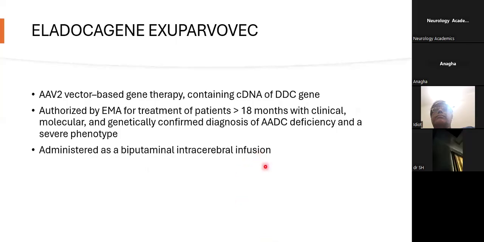This is an adeno-associated viral vector-based gene therapy containing the complementary DNA of the DDC gene. And this is currently authorized by the European Medicines Agency for treatment of patients more than 18 months with a clinical, molecular, and genetically confirmed diagnosis of AADC deficiency and with a severe phenotype. And this is administered as biputaminal intracerebral infusions.